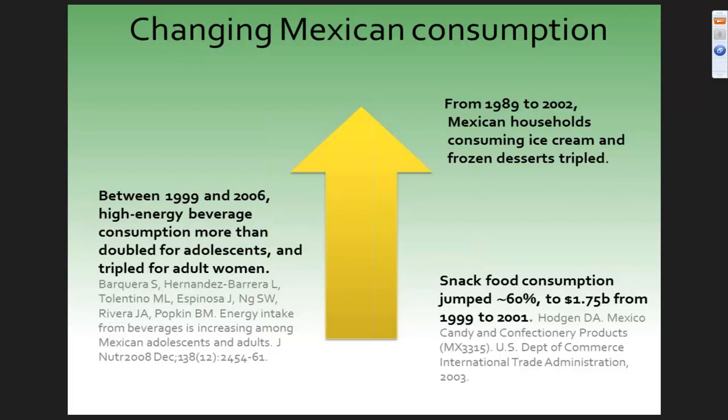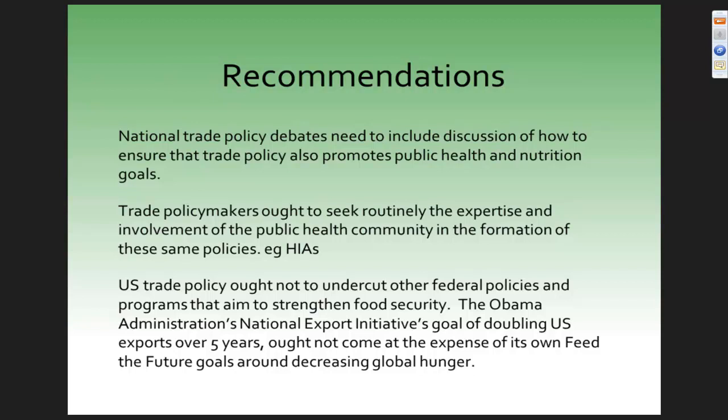So our recommendations to wrap up are that national trade policy debates really need to include a discussion up front of how to ensure that new trade regimes can promote public health and nutrition goals and not just focus on export or trade in products. Trade policymakers, though they don't do this now, ought to be seeking the expertise and involvement of the public health community. For example, and we heard this before, one idea is that it could be required of new multilateral or bilateral trade agreements that they undergo some kind of health impact assessment, or HIA.